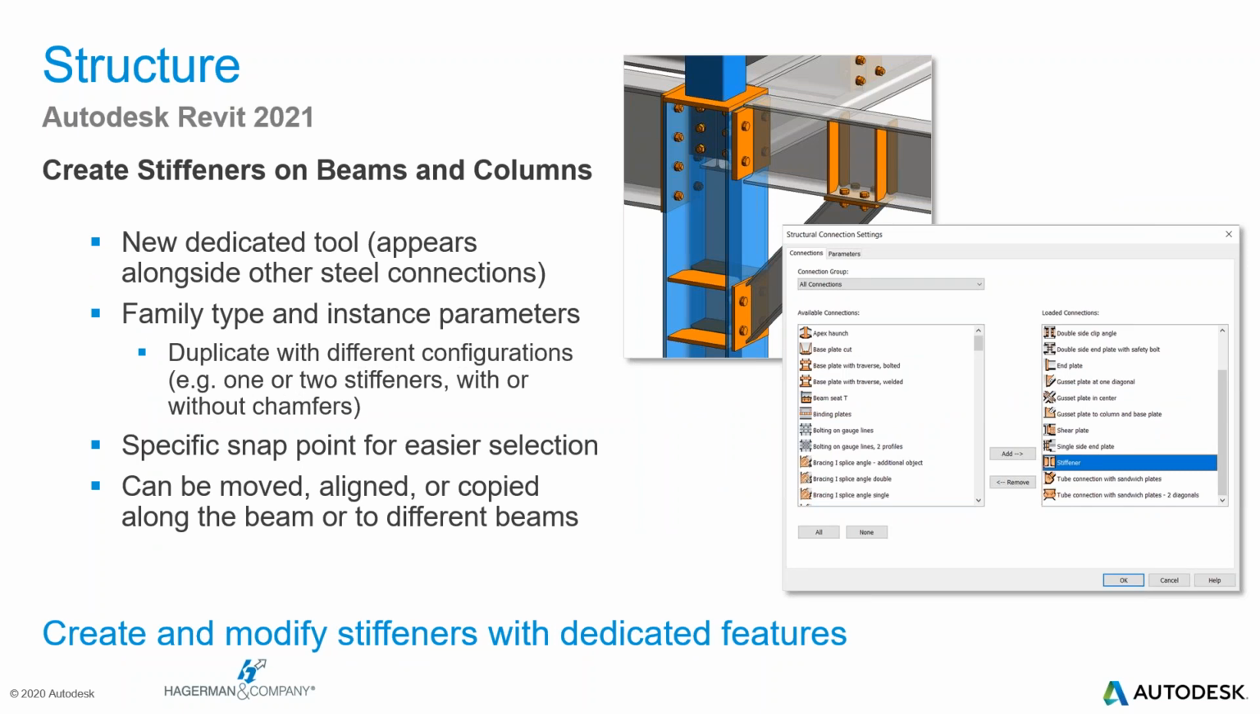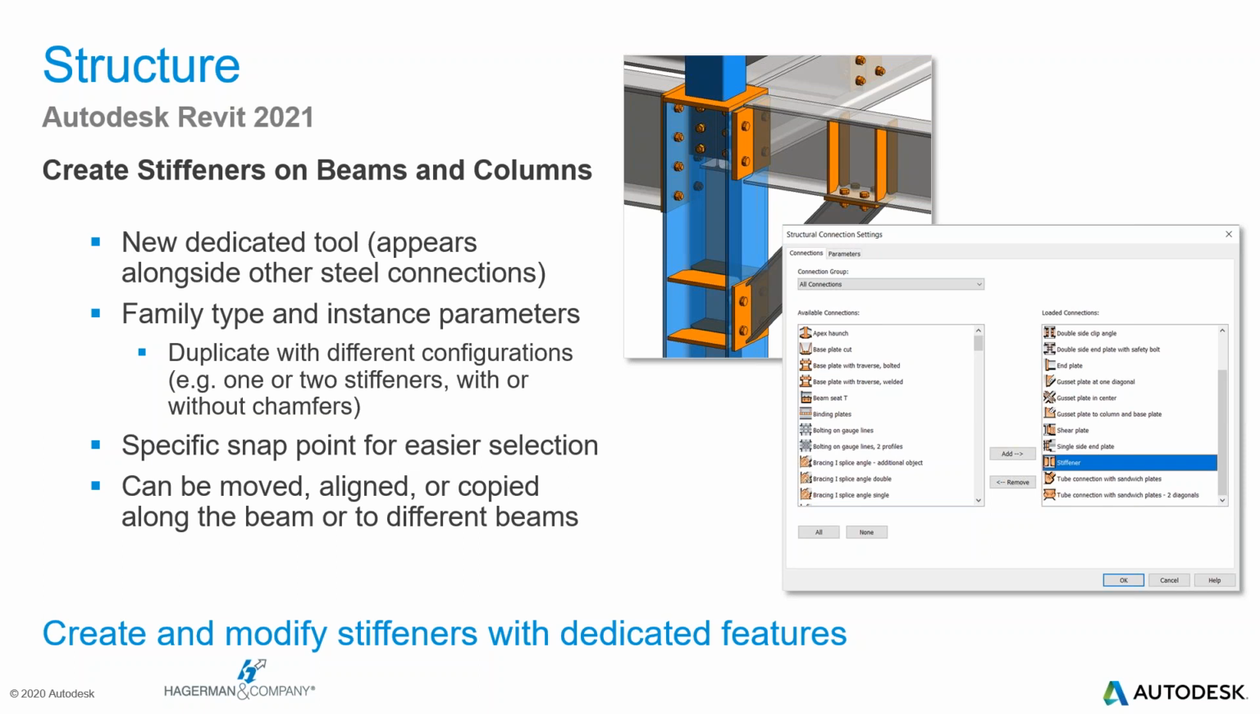Stiffeners are an important component of structural steel design. They are used to strengthen a steel beam or a column. A dedicated tool for creating stiffeners is now available in the Structural Connection Settings dialog box. Once loaded into your project, it is available from the type selector. You can then insert stiffeners on the selected steel member by specifying the insertion point.